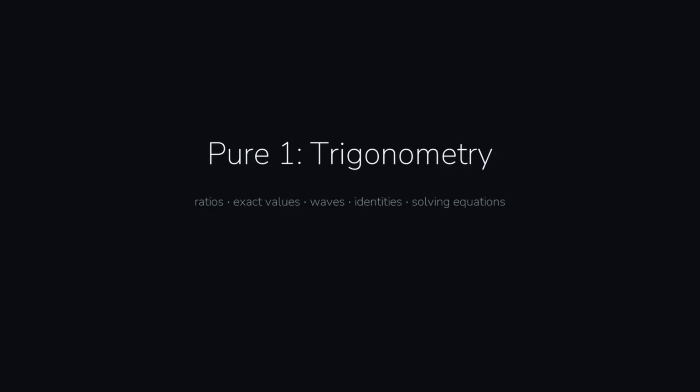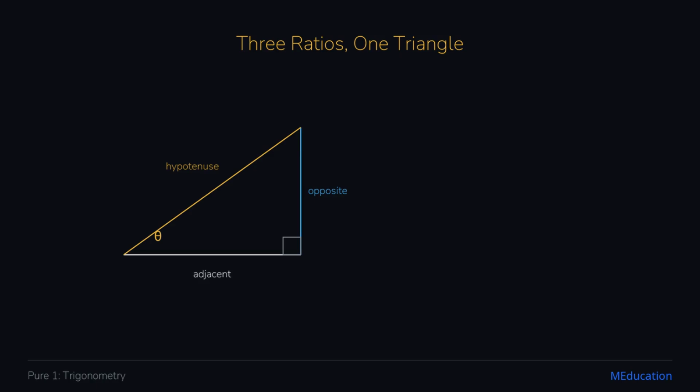Let's map it out. Everything starts with a right-angled triangle. Sine is opposite over hypotenuse, cosine is adjacent over hypotenuse, tan is opposite over adjacent. Generations of students have survived on one magic word, SOH CAH TOA. Say it like a sneeze, write it on every page.